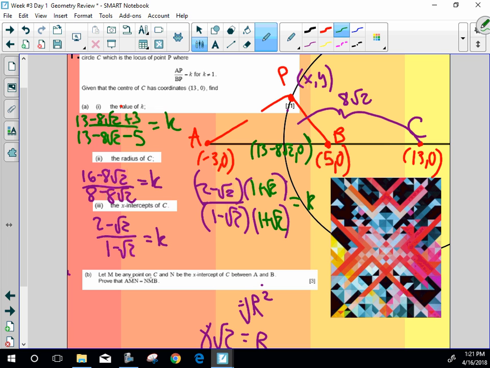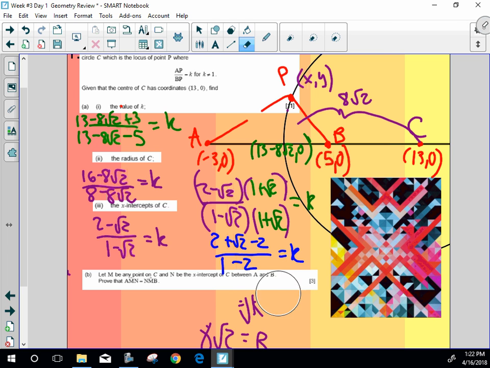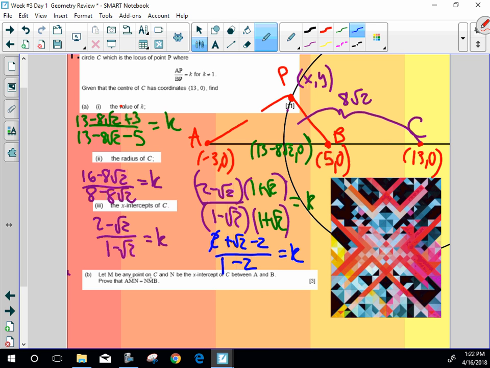So this is going to be, FOIL it out. 2 times 1 is 2. Negative square root of 2 plus 2 square root of 2 will be plus the square root of 2. But then it's minus the other 2 root of 2, which is minus 2. In the bottom, it's 1 times 1 is 1. Minus square root of 2 plus square root of 2 is 0. Minus 2. Is this going to work out? 2 minus 2. I get the square root of 2 over negative 1 is equal to k. K is going to be absolute value. So k is the square root of 2.